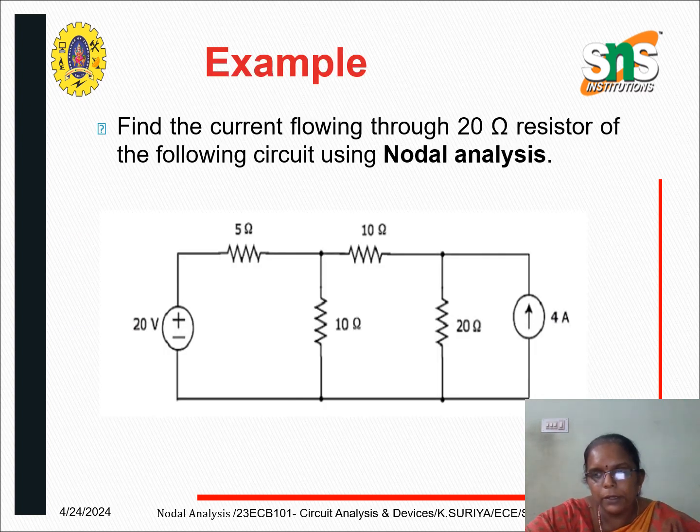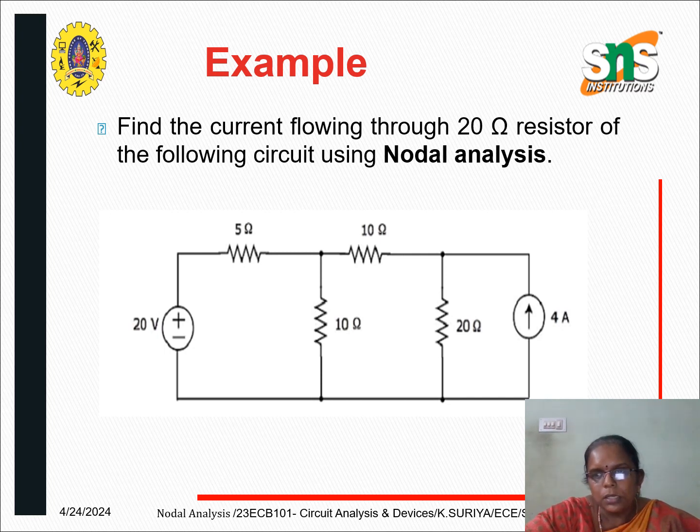Let us see an example for nodal analysis. This is the circuit given. In this circuit, you have to find out the current flowing through the 20 ohm resistor. Here you have two sources, a 20 volts voltage source and a 4 amps current source. You have 5 ohms, 10 ohms, another 10 ohms, and 20 ohms.